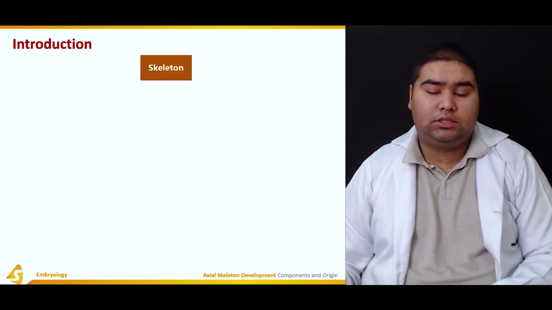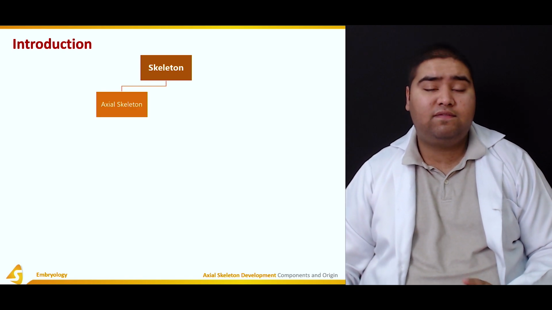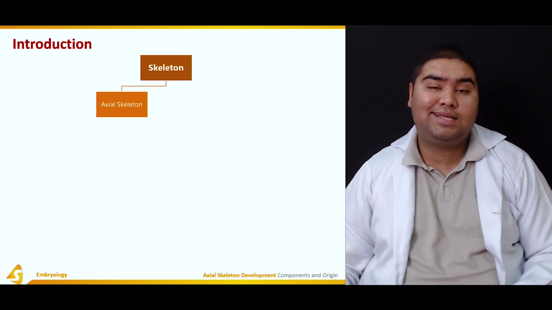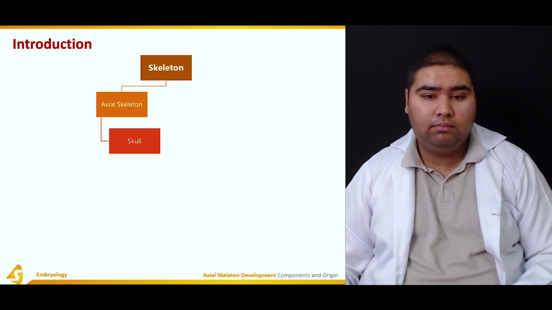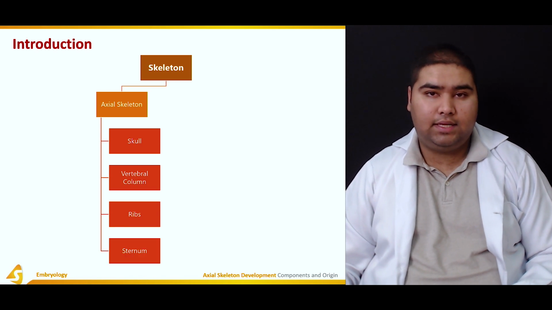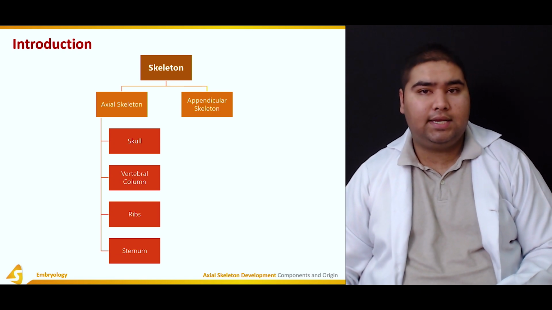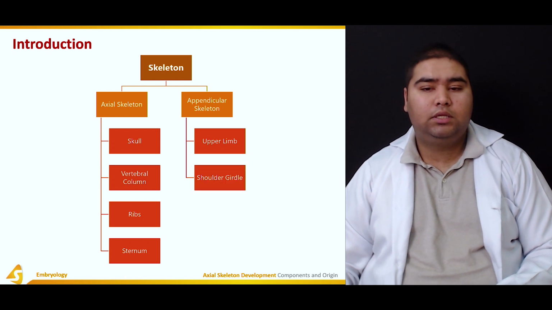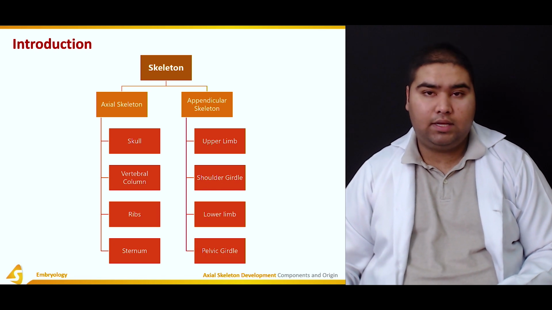First of all, the introduction. The skeleton is divided into two subgroups. The first subgroup, or the first part of the skeleton, is the axial skeleton. Axial skeleton consists of the skull, the vertebral column, the ribs, and the sternum. Now, the second component of the skeleton is the appendicular skeleton. In appendicular skeleton, we have the upper limb, the shoulder girdle, the lower limb, and the pelvic girdle.